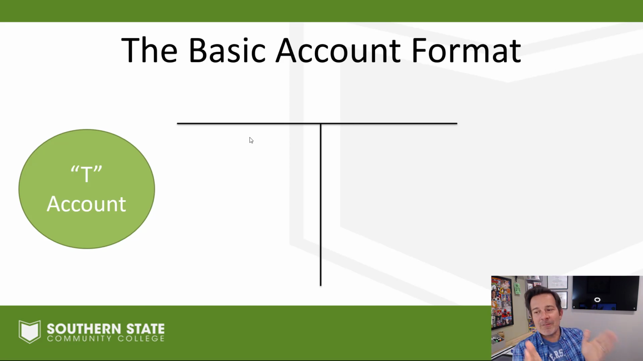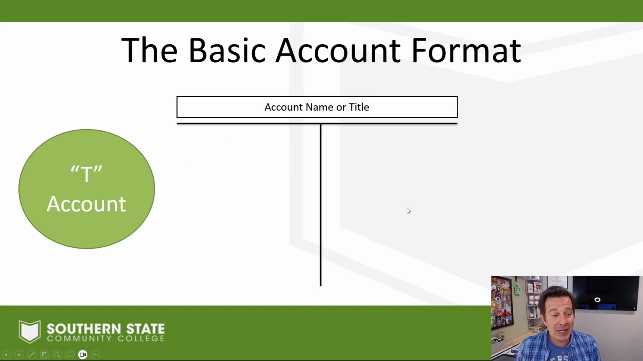And so here we have the basic account form. It's a T account. You'll notice it has two sides. It has a left side and a right side. We're going to put the account name on top of that: cash, land, supplies, accounts payable. Whatever the account title is, it's going to go right there on the top.